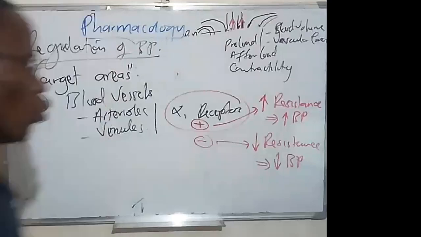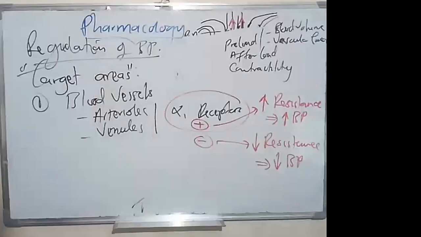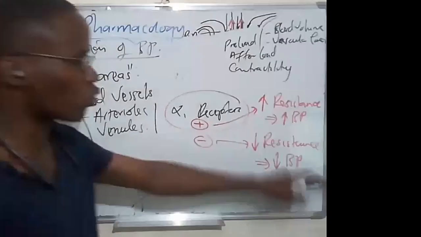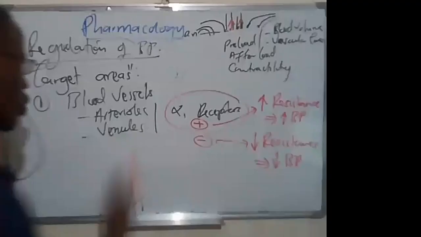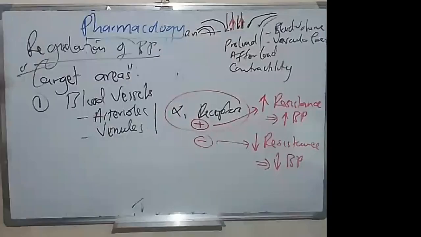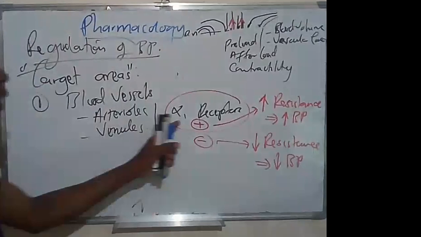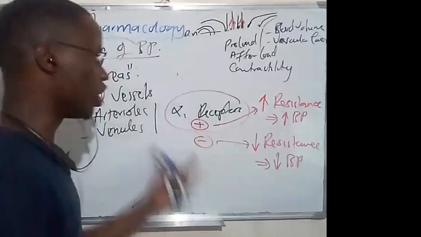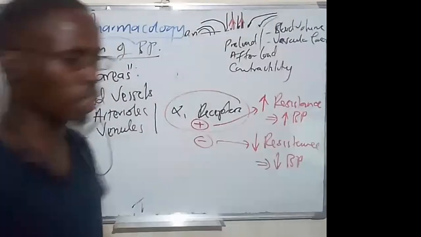Instead, what we do, if there's hypertension, then we have to inhibit these alpha 1 receptors. When we inhibit them, there's going to be decreased resistance. Decreased resistance is going to be reduction in blood pressure. So that is one way in which blood pressure is regulated, by looking at the blood vessels, which have alpha-1 receptors. Alpha-1 receptors can either be stimulated or inhibited. When we stimulate, we increase vascular resistance, which is going to increase the blood pressure.